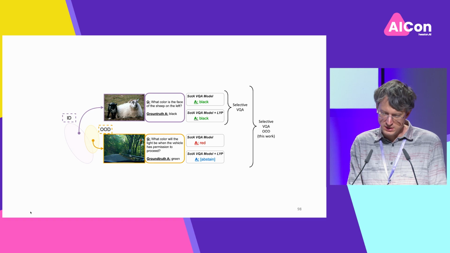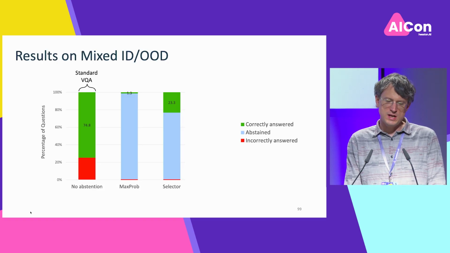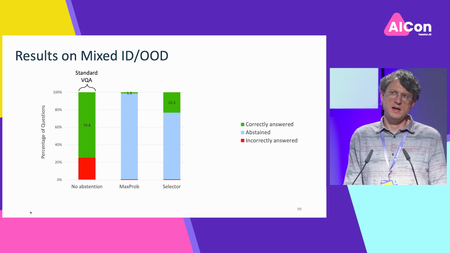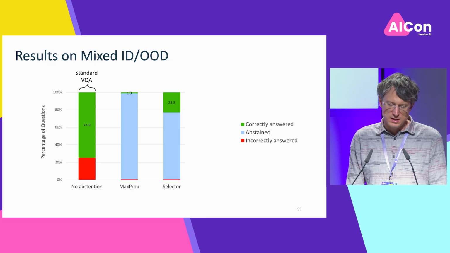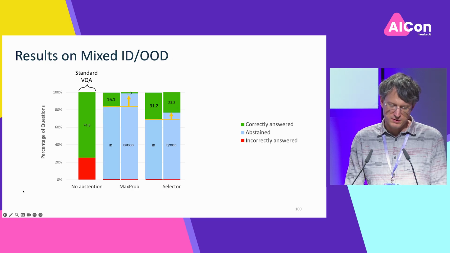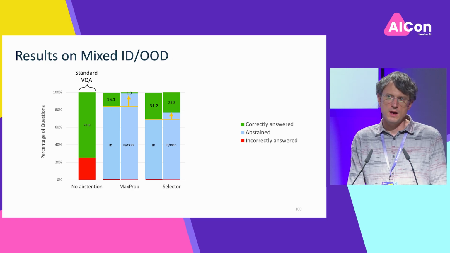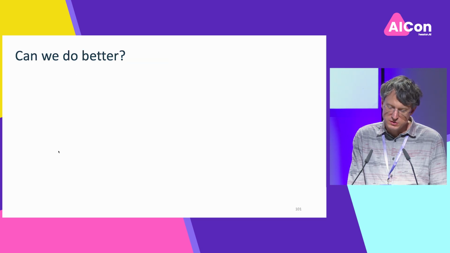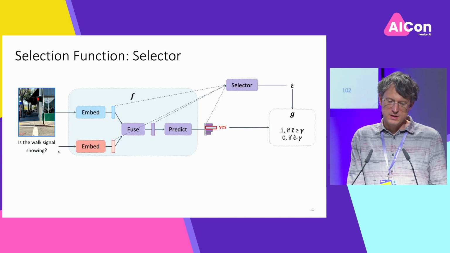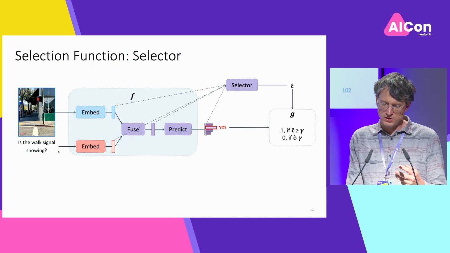So let's look at the example here. If we have just 10% of the data out of distribution in the test scenario and the 90% still in domain, the performance from the 16% which I mentioned earlier drops further to just 1.3% of questions being answered. But with the selector, we're still able to answer about 23.3% of the questions. So that's quite encouraging.